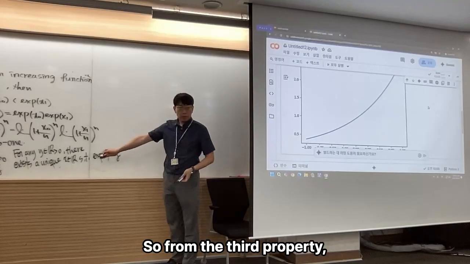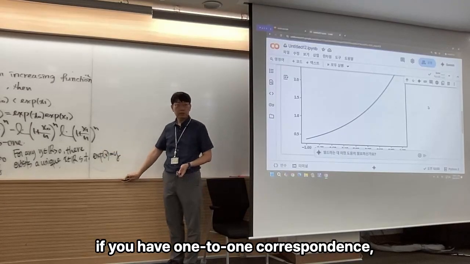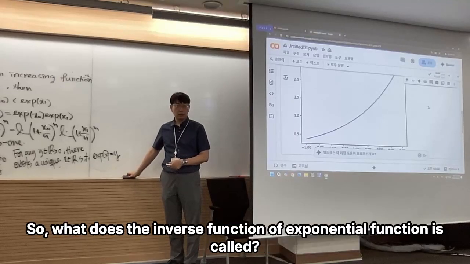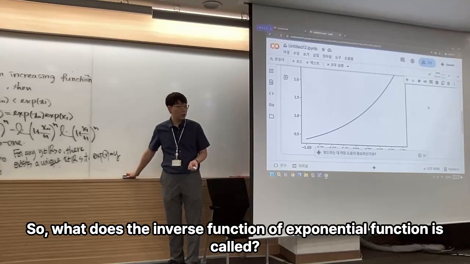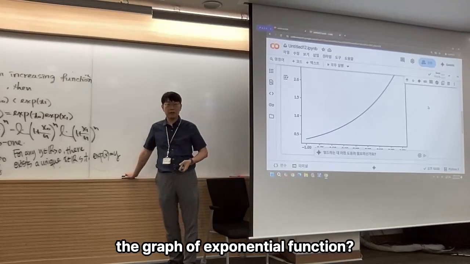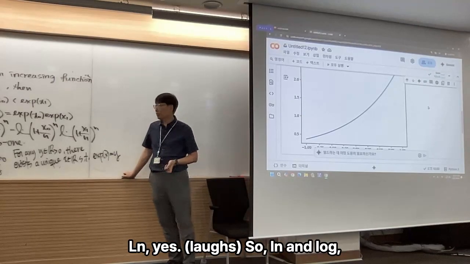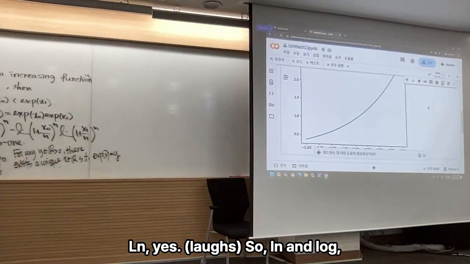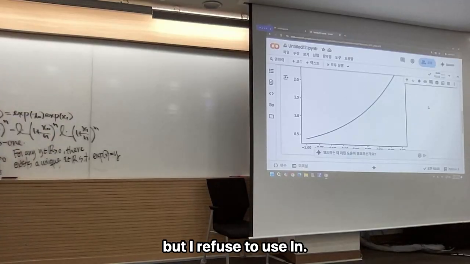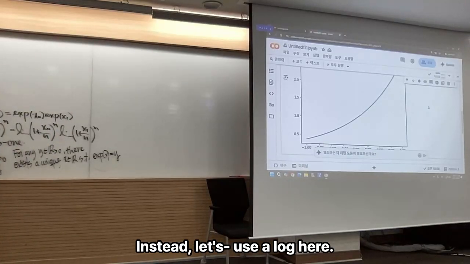Okay, so from the third property, if you have one-to-one correspondence, what can you do? Usually you take an inverse function. So what does the inverse function of exponential function is called? What's the name of the inverse function of exponential function? What do you get when you invert the graph of exponential function? ln, yes. So ln and log are different in the high school curriculum in Korea, but I refuse to use ln. Instead, let's use a log here.